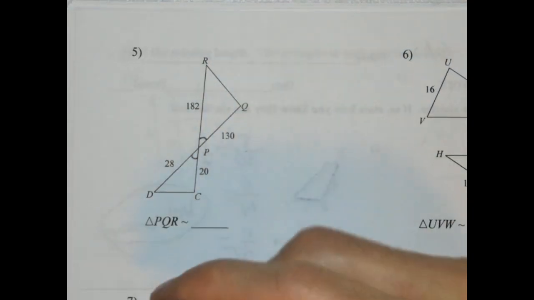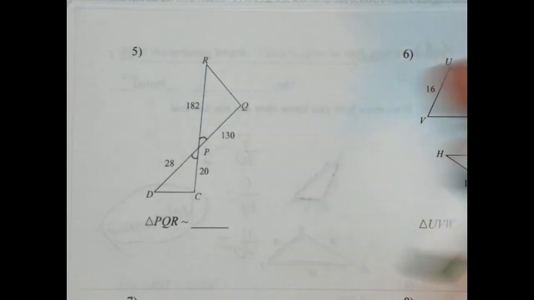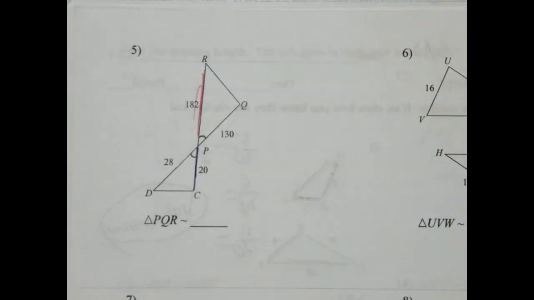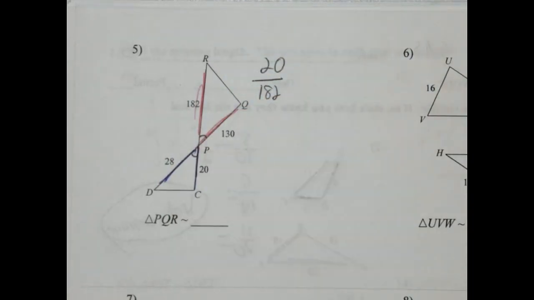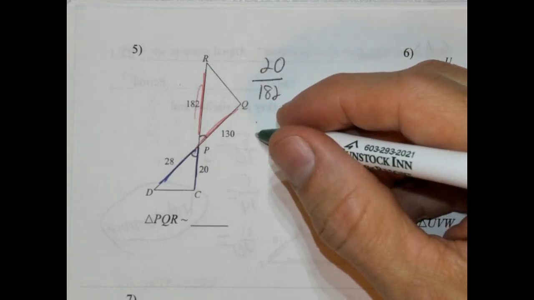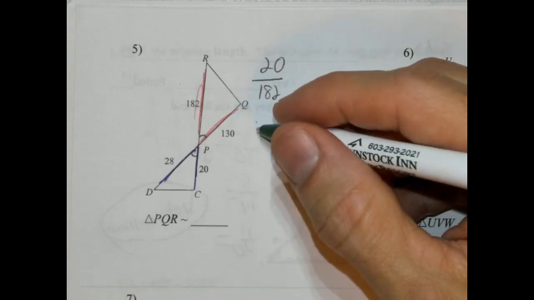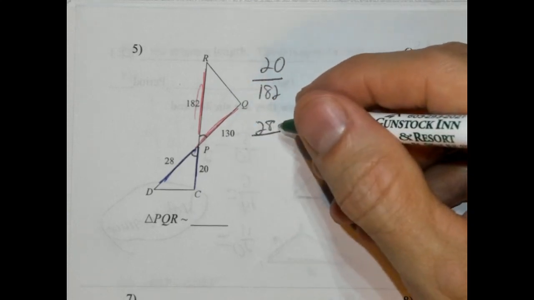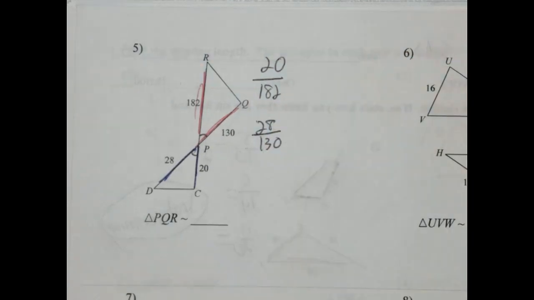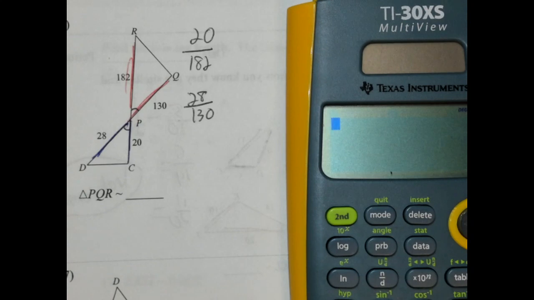So we have an angle and an angle. Okay. Let's see if these corresponding sides are going to be the same proportion here. Let's see if it works. So blue over red. So 20 over 182. Then 28 over 130. That doesn't seem right to me. I think I might have screwed up. Let's see. We'll find out in a second. I don't think I did. Say 20 divided by 182. And then 28 divided by 130.